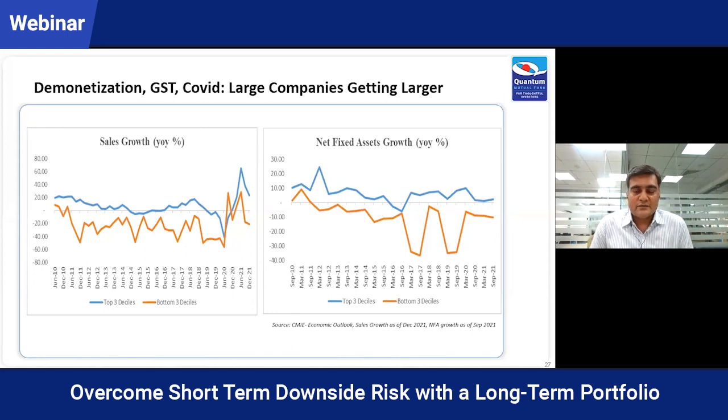On the right-hand side, we have shown the net fixed asset, which is like the investments which these companies are doing for future growth. Here again, you can clearly see that because larger companies are making more profits, they are making more investments. So going forward as well, larger companies are expected to do well as they sweat the assets which they are creating right now, while the bottom 30% of the companies are still undergoing contraction.